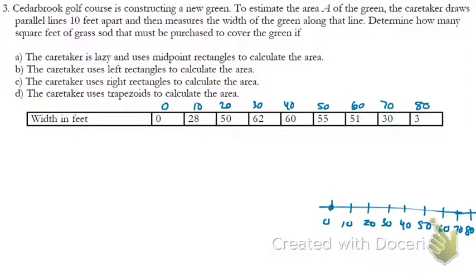And then the height at 0 is 0. We'll go all the way up to 60. So we'll say this is 30. We'll go from there. At 10, it's 28. Then we have 50, 62, 60, 55, 51, 30, and then 3. So if I look at the heights of each of these.